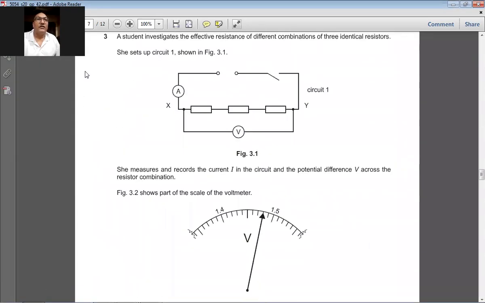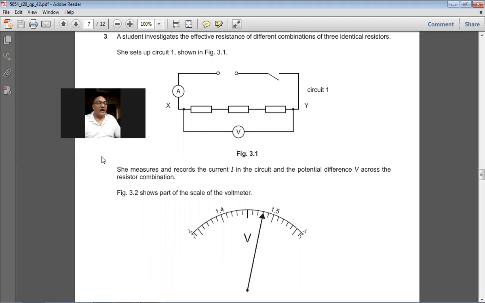Question number 3. Here we go. A student investigates the effective resistance of different combinations of 3 identical resistors. She sets up circuit number 1 shown in the figure. You can see that all the 3 identical resistors have been connected in series. A voltmeter is across them, so it will tell you the voltage drop across the 3 of them together. Here we have an ammeter that will tell you how much current is flowing through them. We have a power supply and a switch. This is circuit number 1.